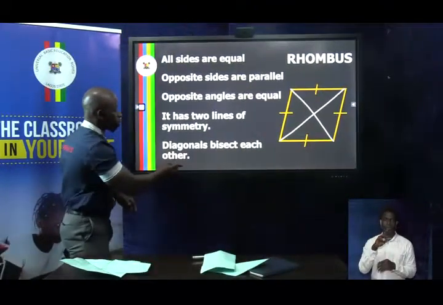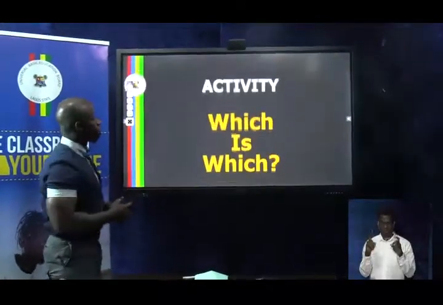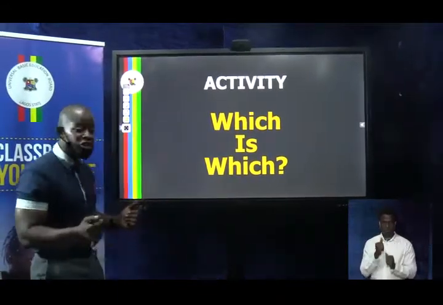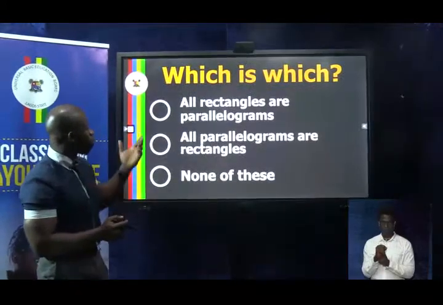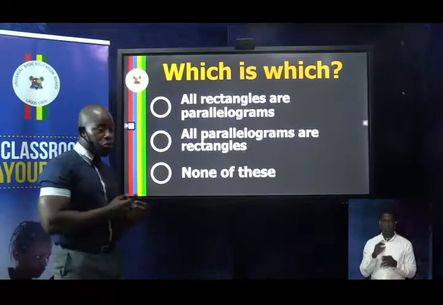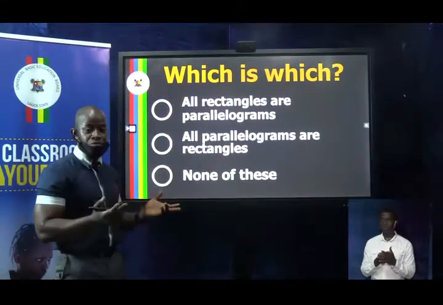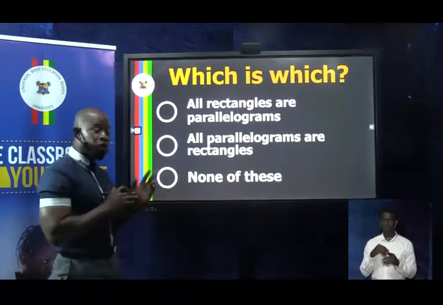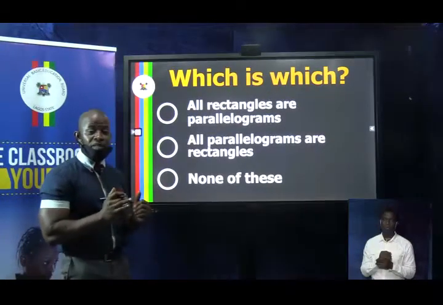Now for some activity. We'll play the game of which is which. Yorubas call it ewo lewo. Which is which? So, which one is which one? All rectangles are parallelograms, or all parallelograms are rectangles, or none of the two is correct. Think. Are all rectangles parallelograms, or are all parallelograms rectangles, or none of the statements are correct?